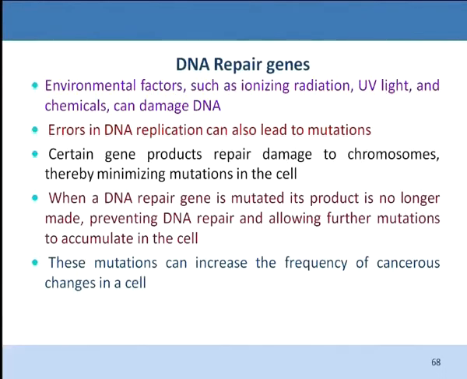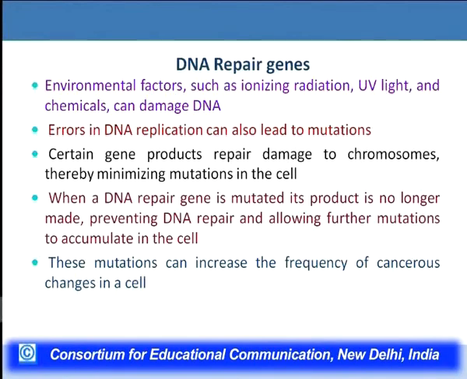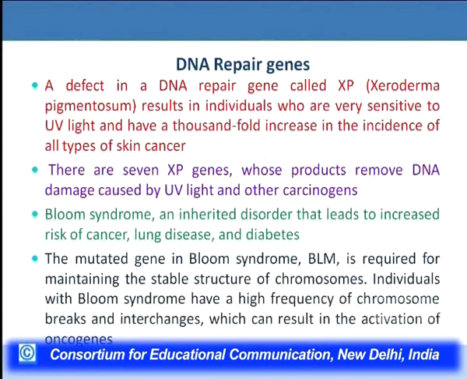Now, if there is a mutation in a DNA repair enzyme, of course there will be a severe problem for the cells. If DNA is getting mutated and it's not getting repaired, then we can assume what will happen to that cell. This is seen in xeroderma pigmentosum, wherein the DNA repair gene is mutated, and these individuals show a high prevalence of skin cancer. Also in Bloom syndrome, where DNA is not properly repaired, the chromosomes are not stable.